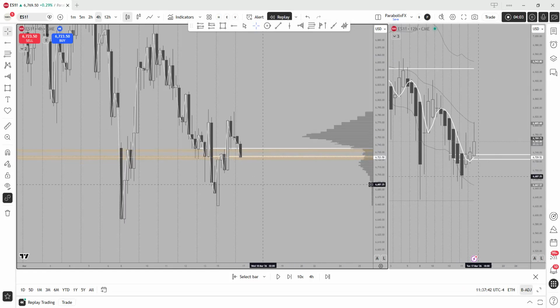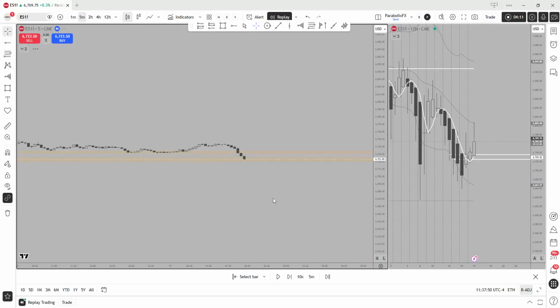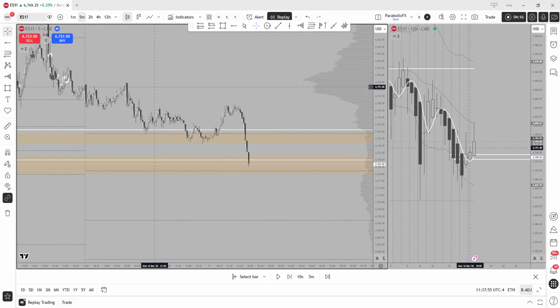So once I've got that down, I'm going on to the 5 minute or the 1 minute. You can decide based on your schedule and how much time you have at the chart. For this example, let's use the 5 minute. Go down onto the 5 minute.